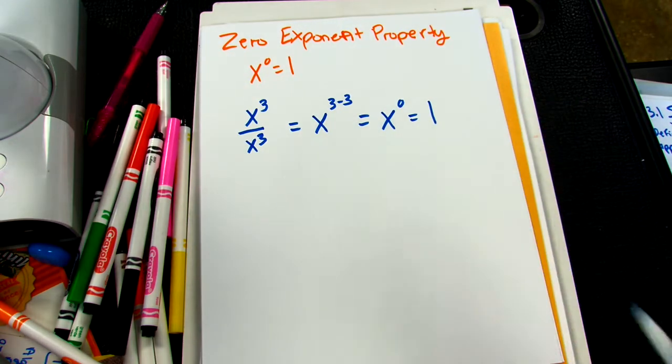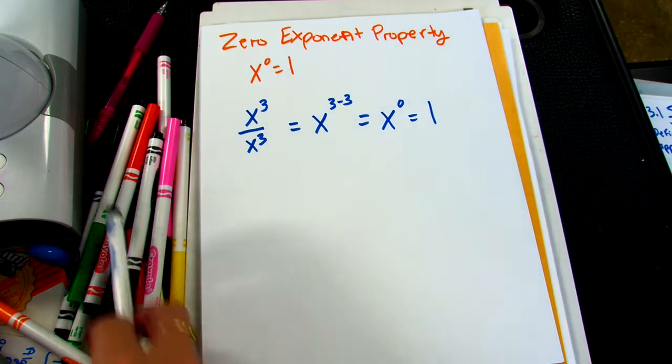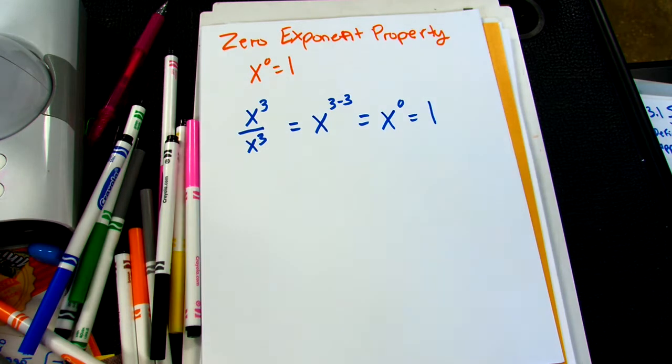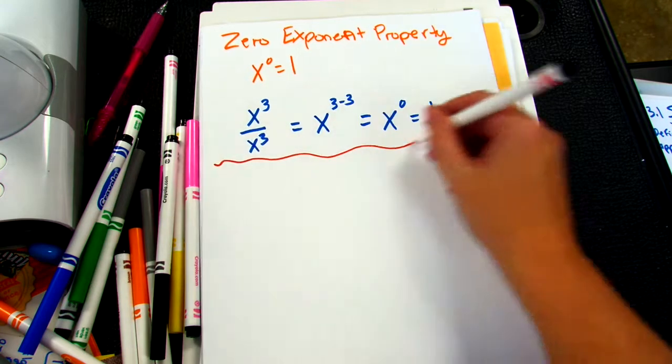to show that anything to the 0 power is 1. All right, so let's do an example where we have to divide, and we have to express our answer in positive exponential form. So to put it into positive exponential form, that just means that we can't have any negative exponents. That's what that means.